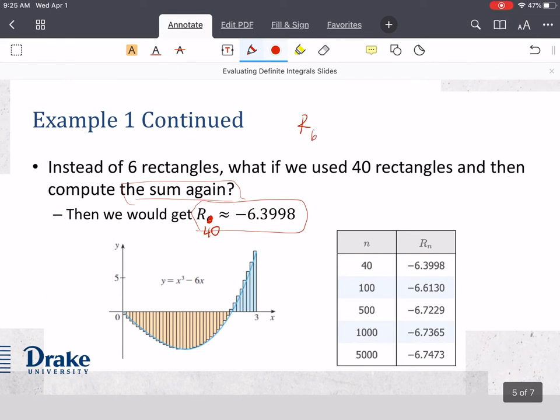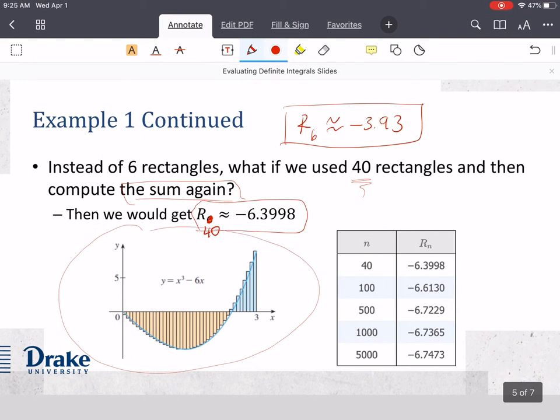You guys noticed previously I did R of 6 and then I got something like negative 3.93. And you guys noticed this was not the best approximate because I did not use smaller rectangles. I only used 6 rectangles. But if I used 40, then I'll get a better estimate. As you can see in the diagram, I'm approximating area under the curve better. And as I increase my n's, so again, n is number of rectangles, I'm going to get better and better approximate. So if I have 500, 1,000, 5,000, I'm getting better approximates for the area.